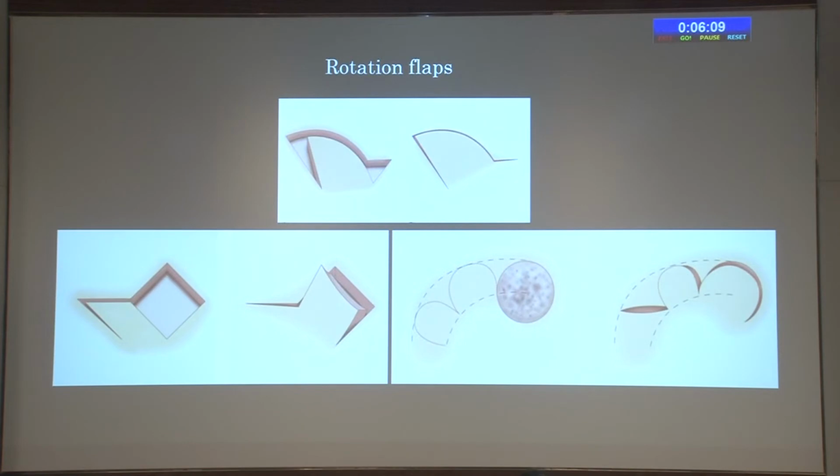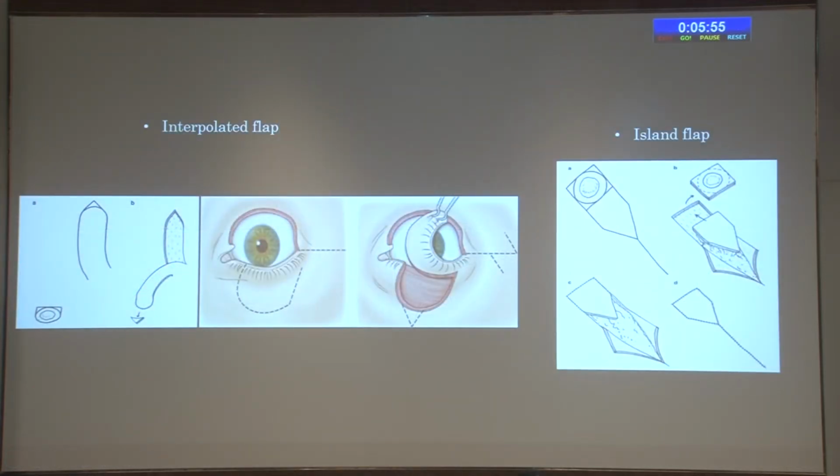There are rotation flaps in which the adjacent tissue is rotated into the area of the defect. This is a rhomboid flap, which is rotated into the defect, and a bilobe flap. Interpolated flaps also have intervening tissue that is present, and it is used to cover the defect. Island flaps are those which are completely dissociated from the surrounding tissues, and they only maintain blood supply through the underside of the flap.